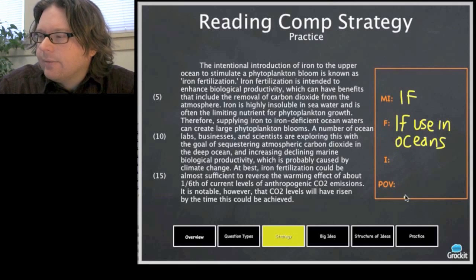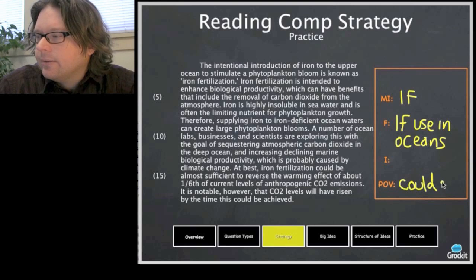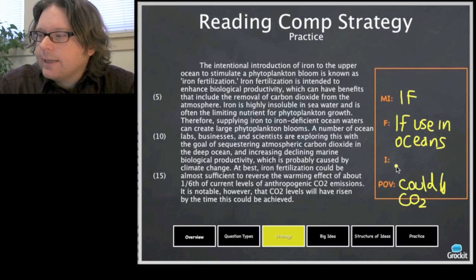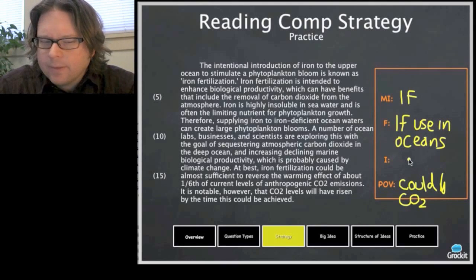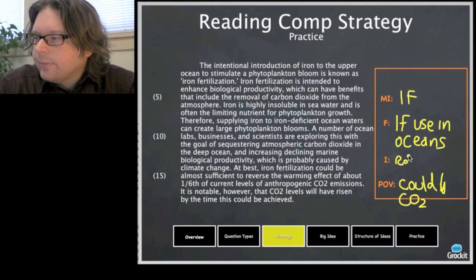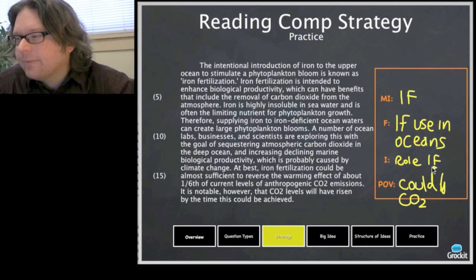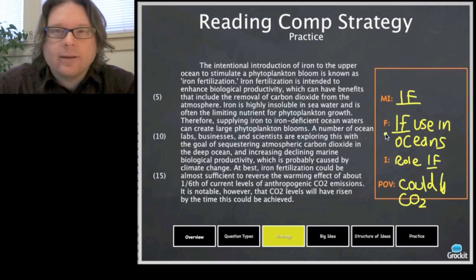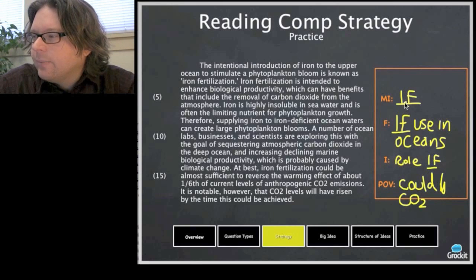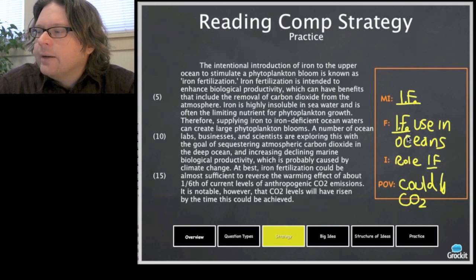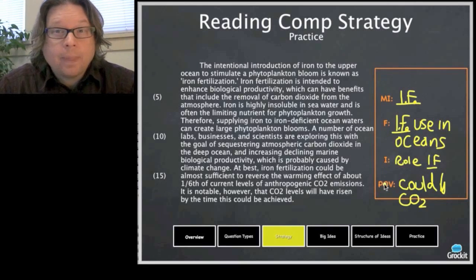would probably say the author's point of view is that it could reduce the carbon dioxide. And I would say the intent is to, probably, the role of iron fertilization, role of IF. Maybe I should underline it to make it clear that's an abbreviation, or maybe I should have done this. Anyway, so I would say that that's the general idea.